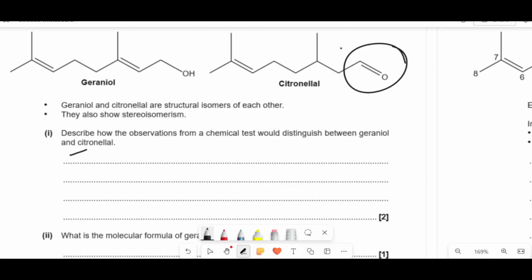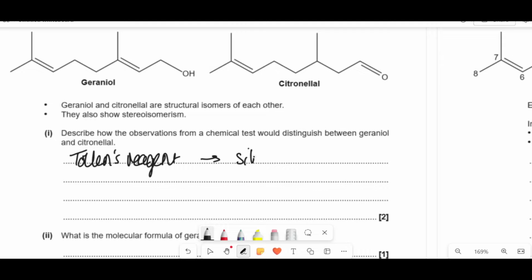The reason is because that's an aldehyde, so it can get oxidized with Tollens' reagent. With an alcohol, you can't really do it; you'd have to use acidified potassium dichromate. So when you add Tollens' reagent, you get a silver mirror forming. Maybe you need to say why: a silver mirror forms, indicating an aldehyde.